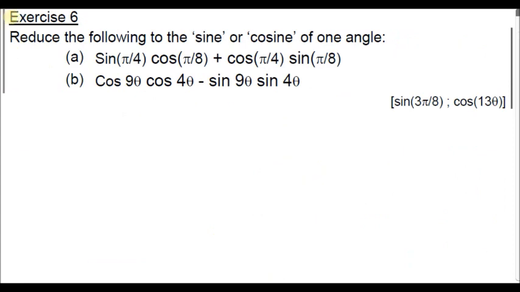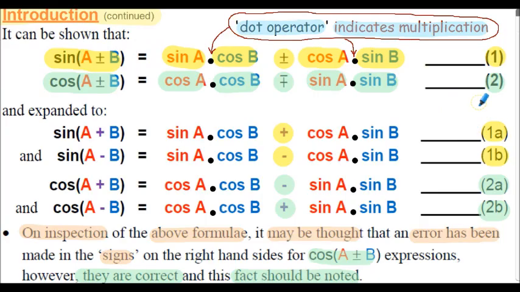And exercise 6, we've got to reduce the following expressions to the sine or the cosine of one angle. And for ease of reference, here is the original slide we used showing the various compound angle formulae related to sine and cosine functions. You have to choose which is the appropriate formula to use within the various parts of the problem.